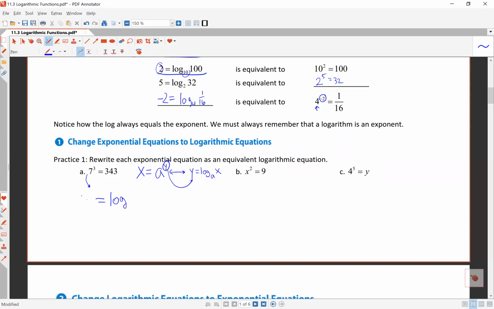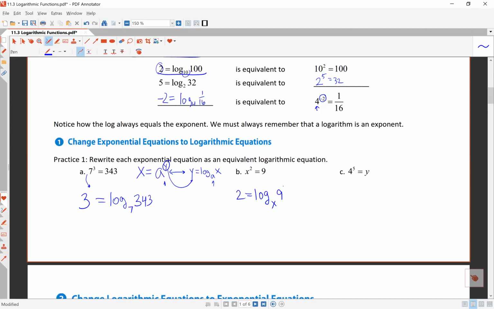The exponent is 3. The base is 7. And the number is 343. So we say log base 7 of 343 equals 3. To write x squared equals 9 in logarithmic form, we always start off with the exponent because the logarithm equals the exponent. Base x to get 9.